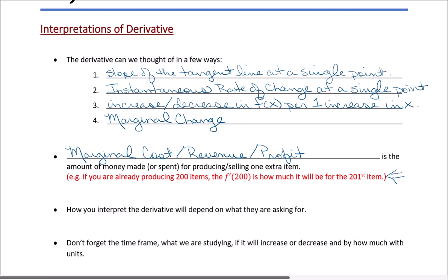Now, when you're interpreting, there's certain things that we don't want to forget. We don't want to forget the time frame, what it is that we are studying, in other words, the function value, if it will increase or decrease, and by how much. Now, by how much, that is our derivative. And then, of course, the units of that derivative. So there's really 5 things we're looking for when we are interpreting a derivative.